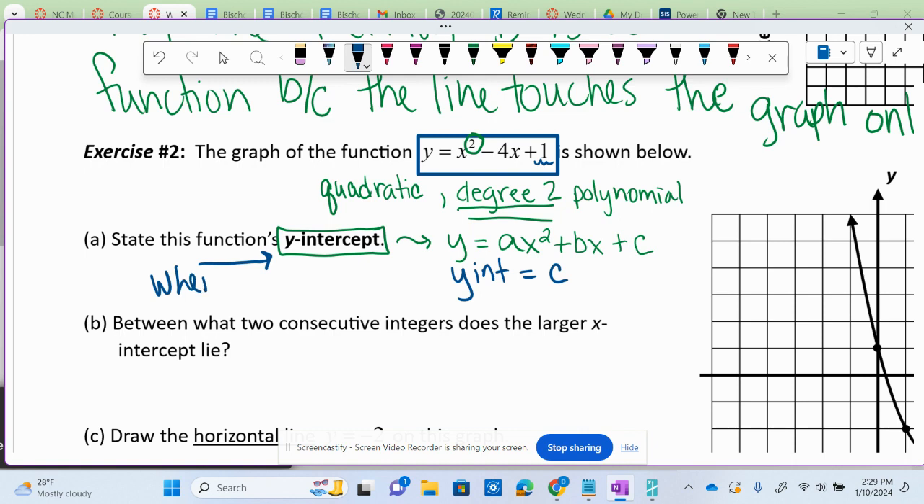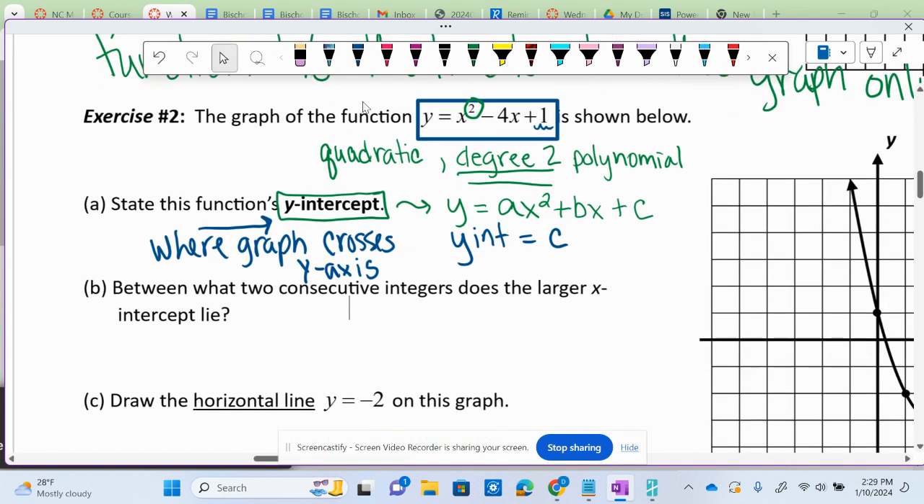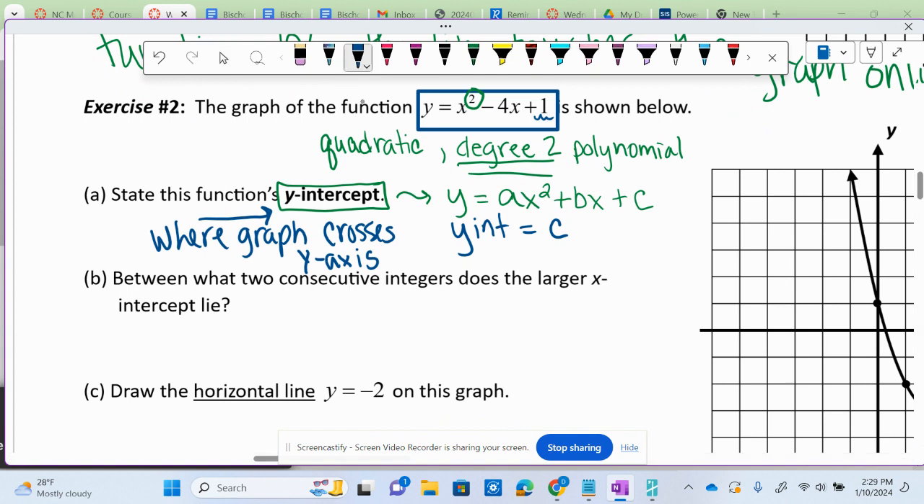Yeah, it's where the graph crosses the y-axis. If you don't need that as a reminder, you don't have to write it down. This is just a reminder, right? So if you know what the y-intercept is and you don't want to write that down, you don't have to. It's just kind of a reminder.